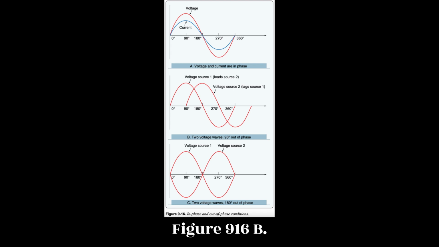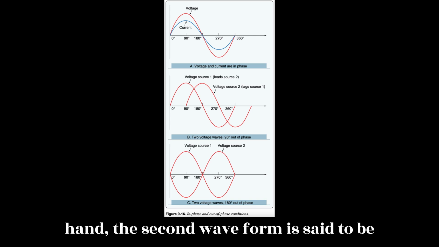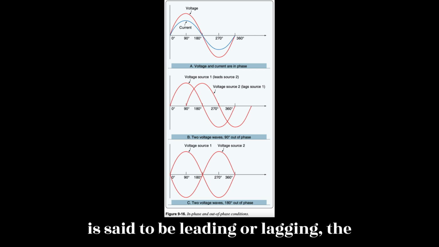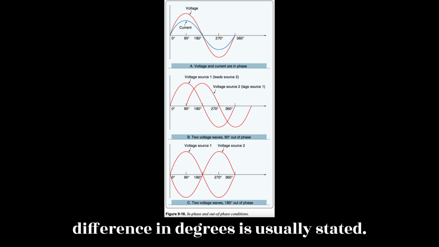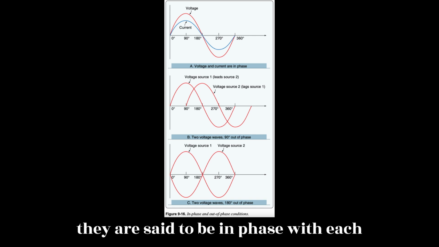Figure 9.16b shows this relationship. On the other hand, the second waveform is said to be lagging the first source. When a waveform is said to be leading or lagging, the difference in degrees is usually stated. If the two waveforms differ by 360 degrees, they are said to be in phase with each other.